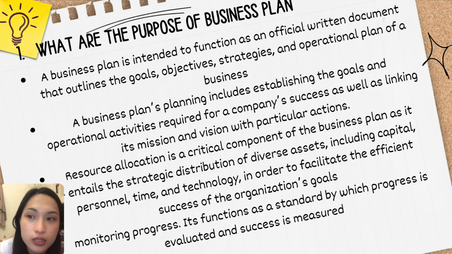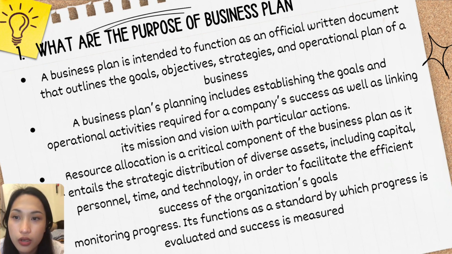The third one is resource allocation. It is a critical component of the business plan as it entails the strategic distribution of diverse assets, including capital, personnel, time, and technology in order to facilitate the efficient success of the organization's goals. In financial areas, the business plan furnishes a comprehensive outline of financial resources, including budget allocation, cash flow projection, and financial forecasts.